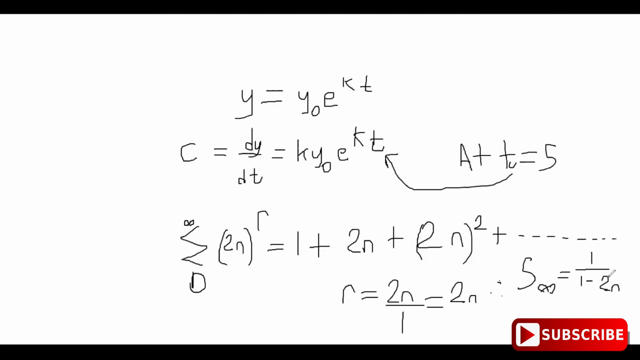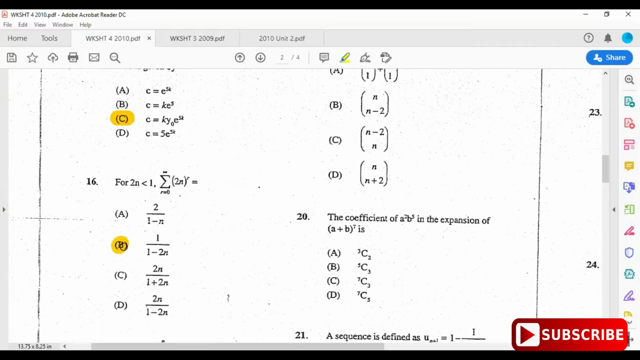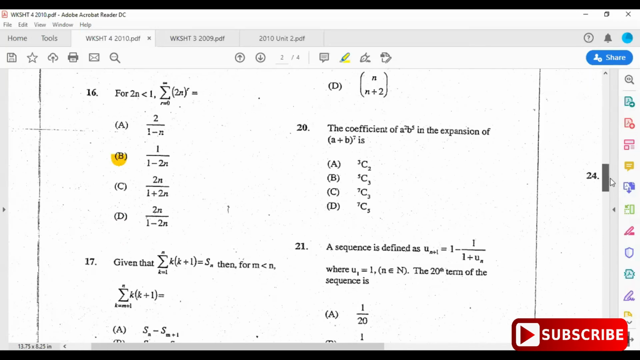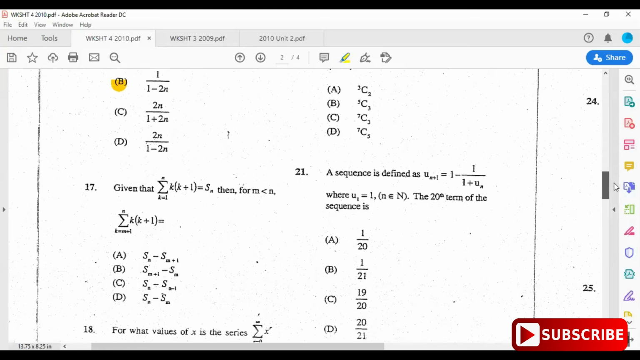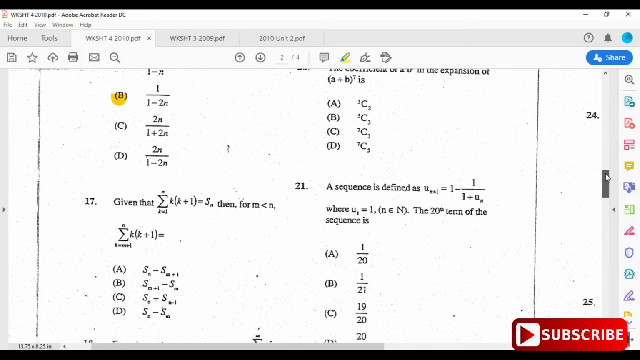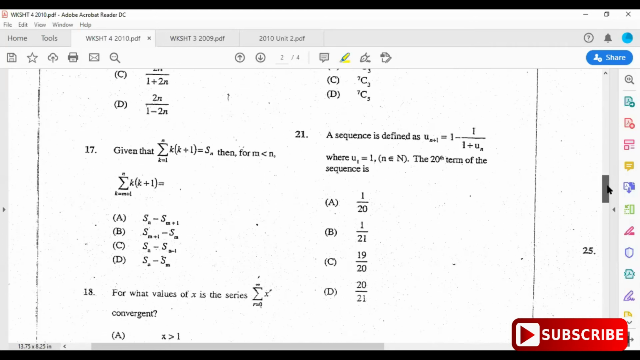That's clear? Yes, sir. That's the sum to infinity. 1 over 1 minus 2n. A over 1 minus r, yes. In this case, our r is 2n. A over 1 minus r, that's sum to infinity. All right, sounds like geometric progression. Yes, it's a GP. All I did was write the GP in sigma notation.